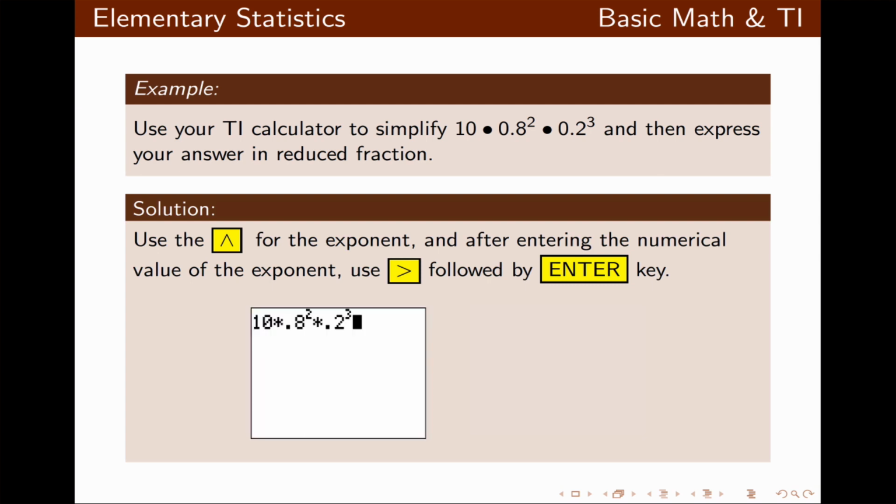So we type in 10 times 0.8. We use the exponent key for 2, and then times 0.2. We use the exponent key for 3, and now to execute, we hit enter.